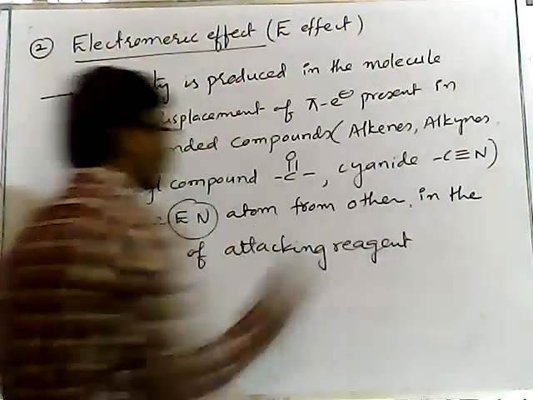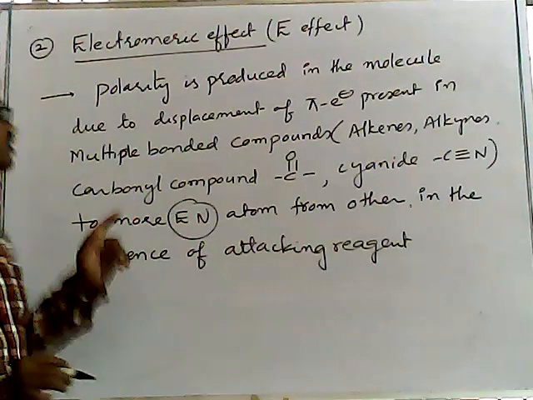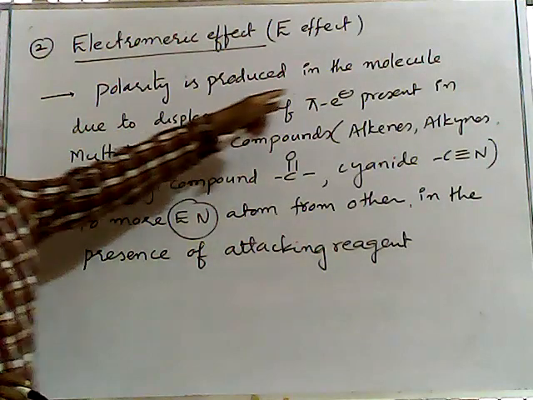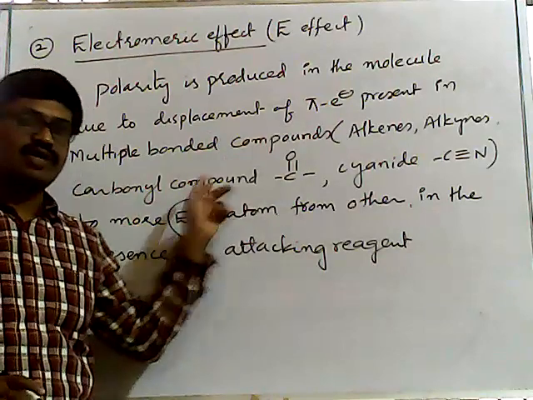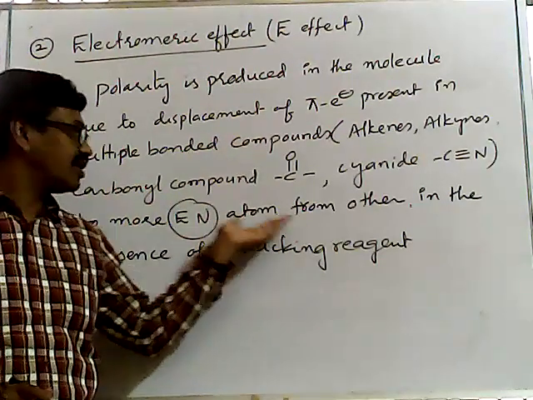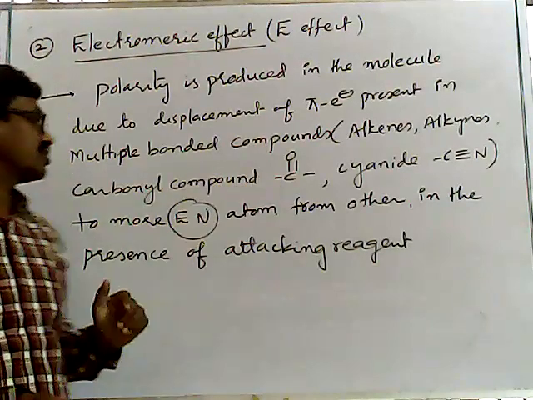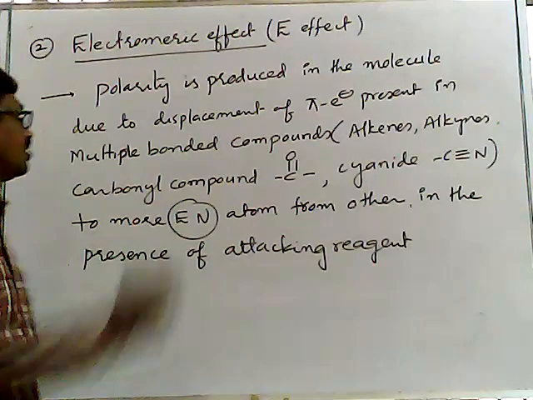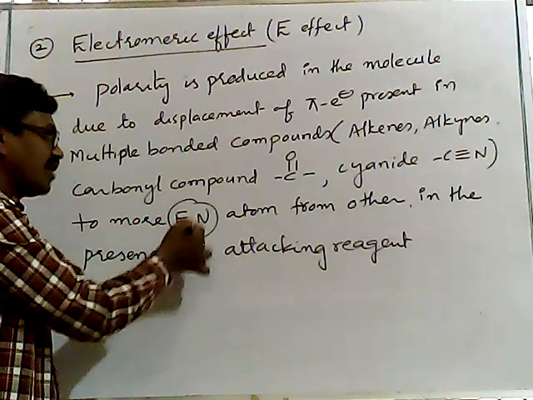This is complete information. Here these conditions are also included. See, polarity is produced in the molecule due to displacement of pi electrons present in the multiple bonded compounds, whether unsaturated or saturated compounds like cyanides or aldehydes or ketones, to the more electronegative atom. The pi electrons are displaced towards which side? The more electronegative atom from the other.